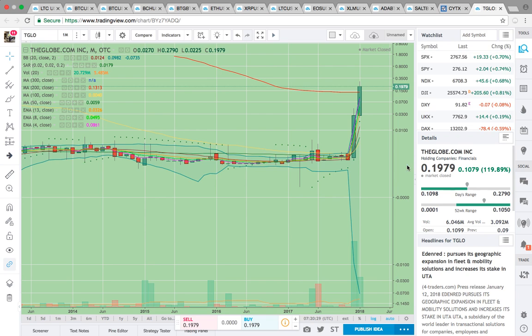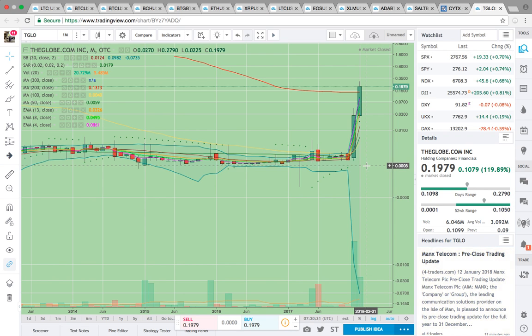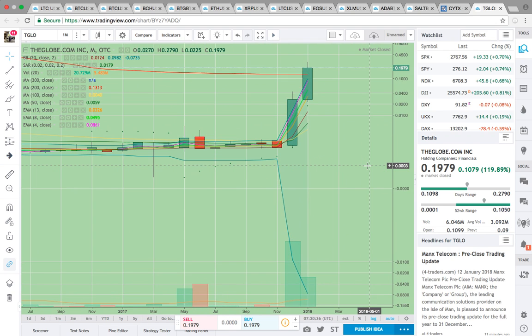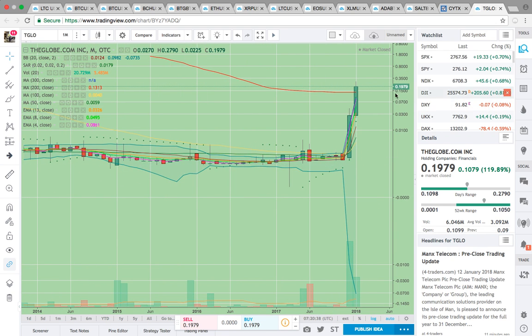Okay, let's look at TGLO. This will be the last one to look at. Yeah, this thing was moving today. So congrats everybody that traded it. I know a lot of people were in this. It closed above the 200-day simple moving average. So if it can stay above 13, then the chart will still be super bullish.